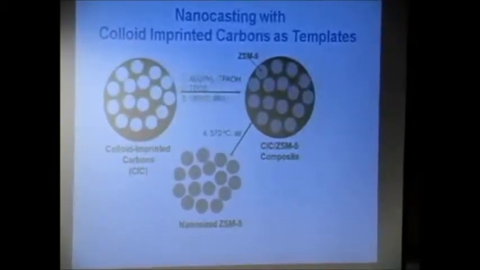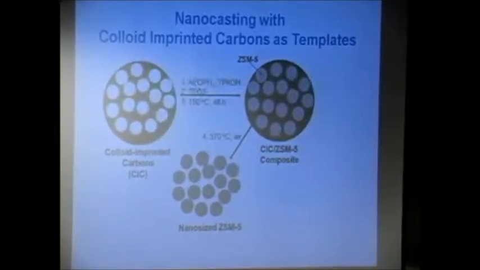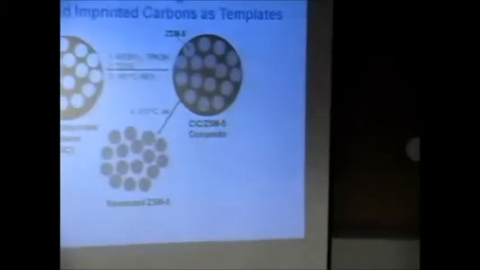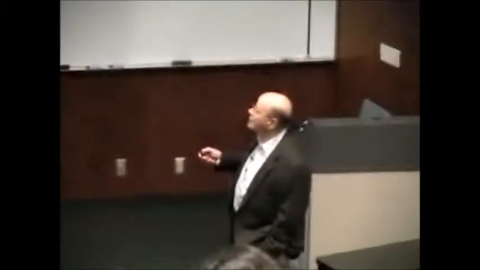And the hard template we picked is called a colloid imprinted carbon, which was invented by Mietek Jaroniec at Kent State University. The way he made this is to disperse colloidal silica in pitch, carbonize the pitch to make carbon, and then dissolve out the silica colloid, leaving behind the colloid imprinted carbon. And so we came along and just filled these pores up with synthesis gel for the zeolite and made the nano-sized ZSM-5 zeolite.